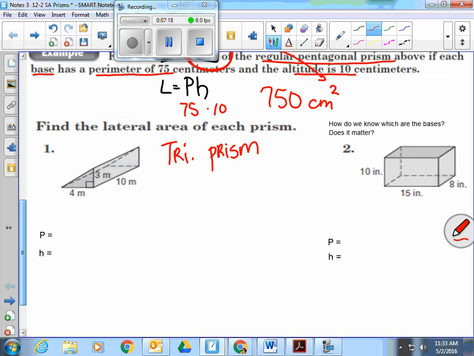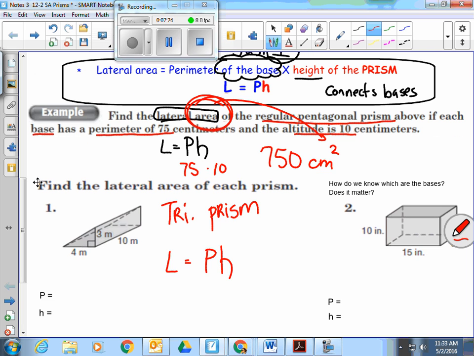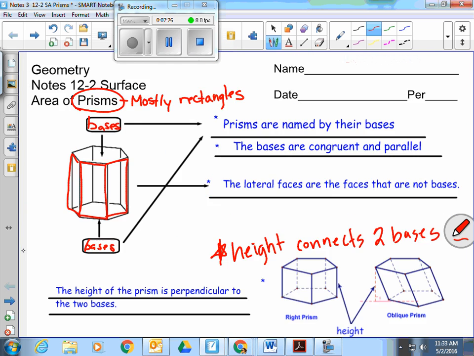So now we need to plug it into the formula. Lateral equals big P times H. What does the big P stand for again? Oops. Perimeter of what?